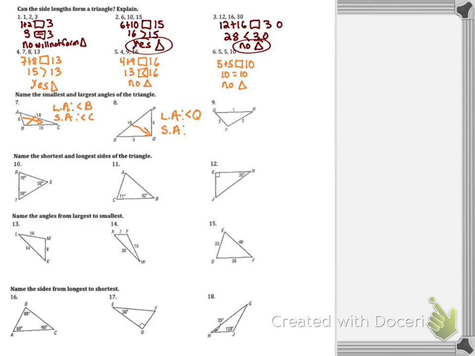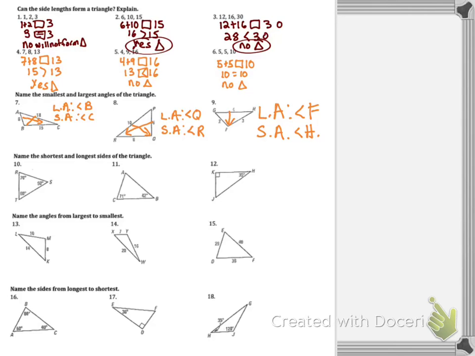And then the smallest angle is across from the smallest side. That smallest side is 6, so the smallest angle would be angle R. And last but not least for this group, our largest angle is across from that largest side. Our largest side is 4, so that means that angle F has to be our largest angle, and our smallest angle is across from our smallest side, which is 2, so that would be angle H.